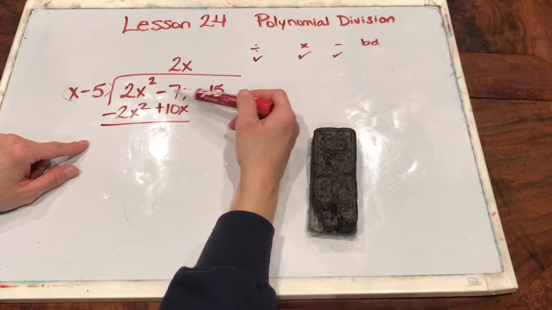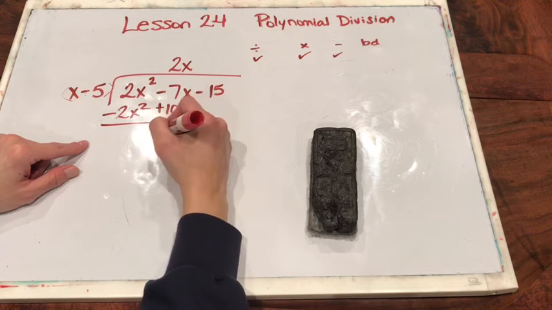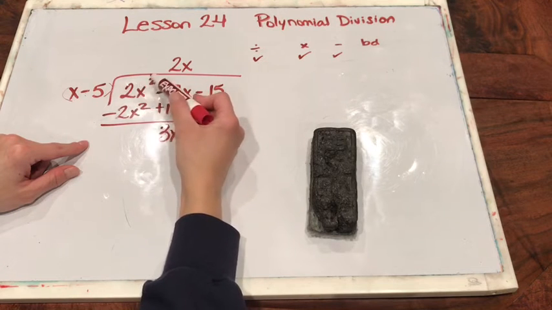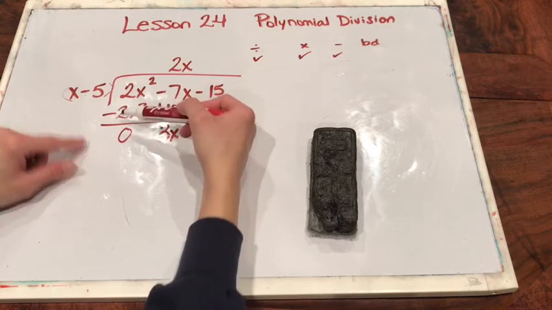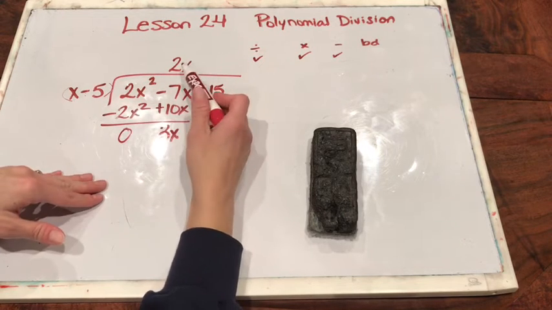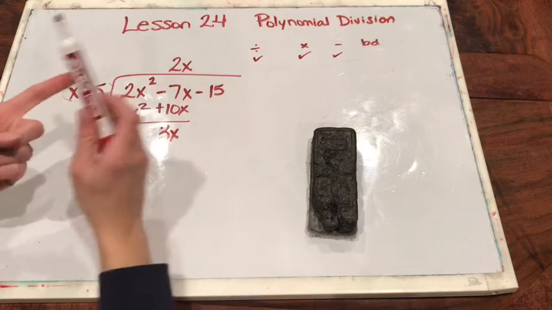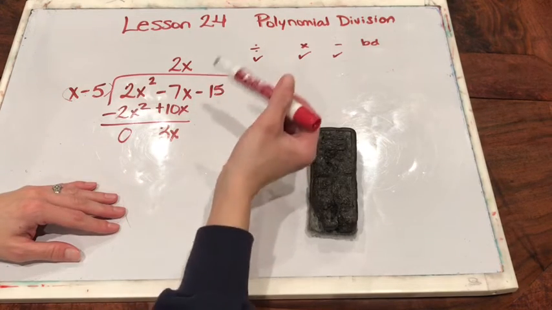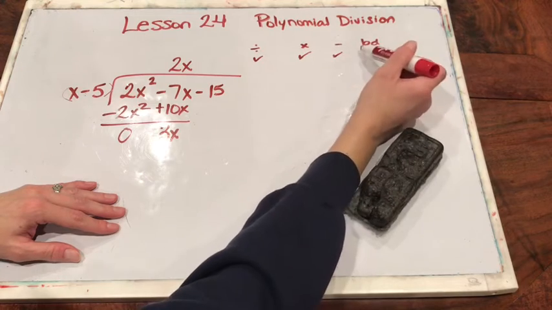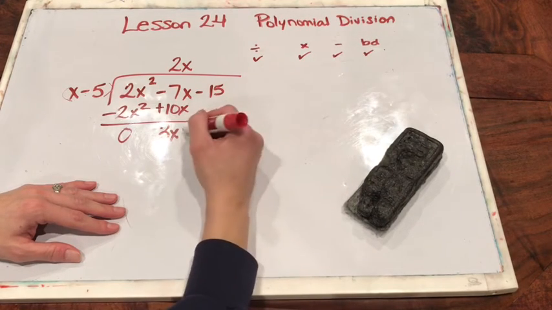So negative 7x plus 10x, that gives me a 3x, and then a 2x squared minus 2x squared is 0. You should be getting 0 every time on your far left side, or else you are either at the remainder point or you didn't put the right number at the top. Okay, so I subtracted, now I'm bringing down. So I'm bringing down my negative 15.